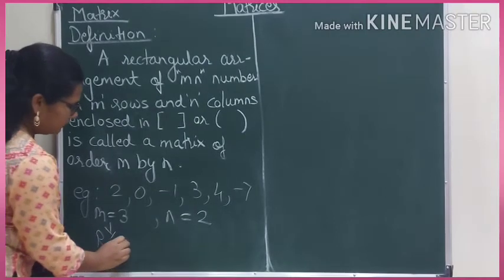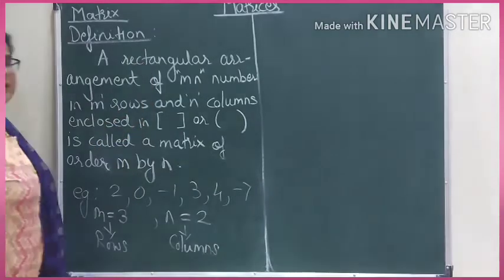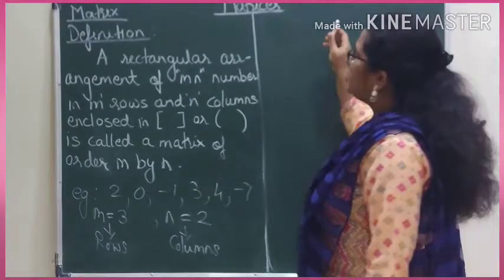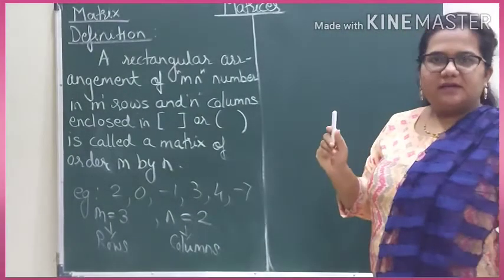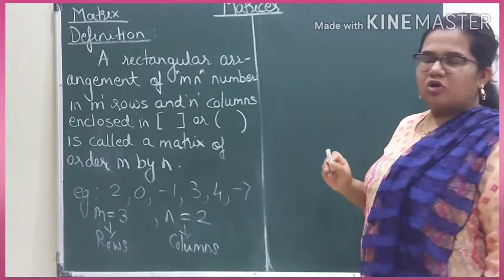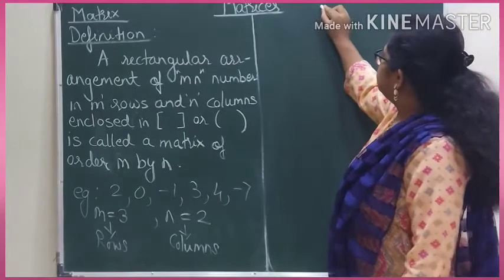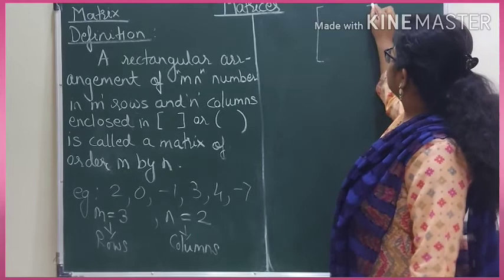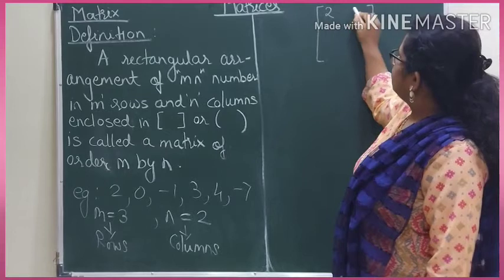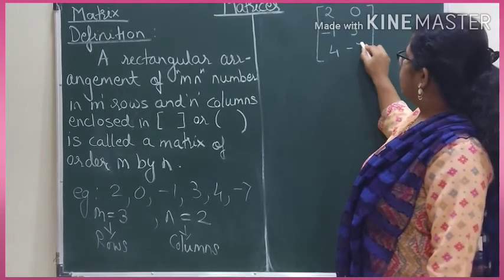So these are the number of rows and these are the number of columns. Okay. So now how to arrange these 6 numbers in 3 rows? Now you all know what the rows are. You have studied already in determinants last year that horizontal means rows and vertical means columns. Now either we can take square bracket or we can use round bracket. Generally we use square bracket. So I will use square bracket. So now there are only 2 columns and 3 rows. So 2, 0, minus 1, 3 and 4, minus 7.